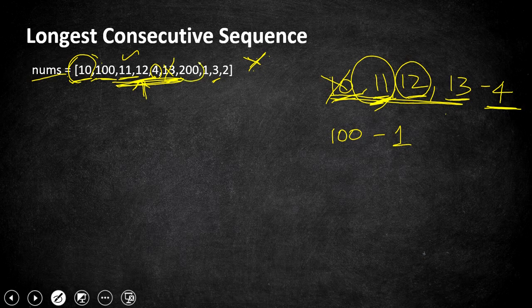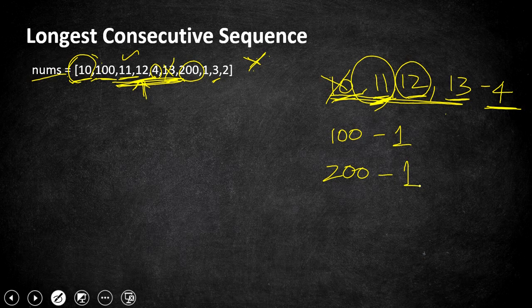So next comes 200. We are checking whether 200 minus 1 is there. No, it is not there. So 200 can be the start of a sequence, so we are going to add 200. Checking whether the sequence of 200 is present, 201 is not present, so this is also of length 1.